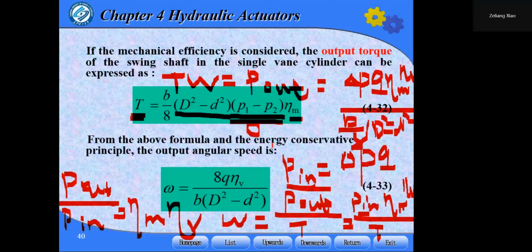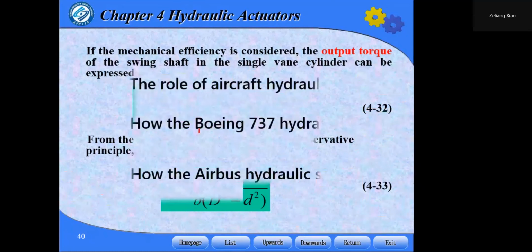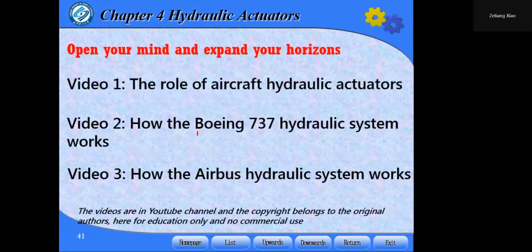This is theta, and this one is the expression. So we can get the angular speed, and you can derive the equation.